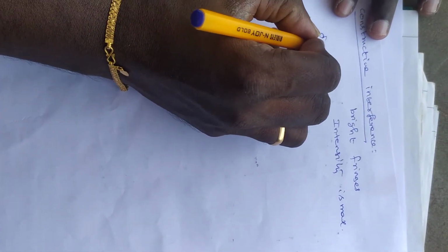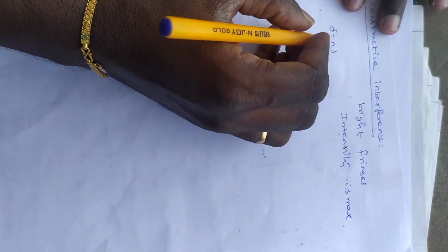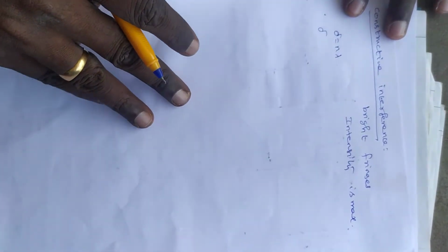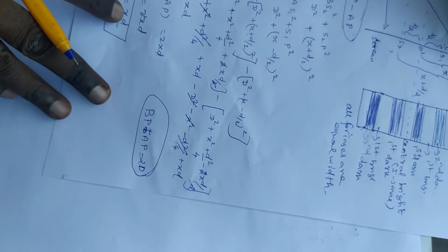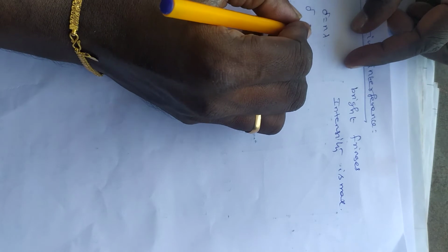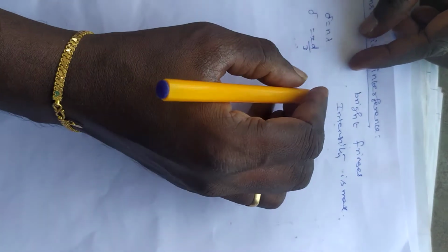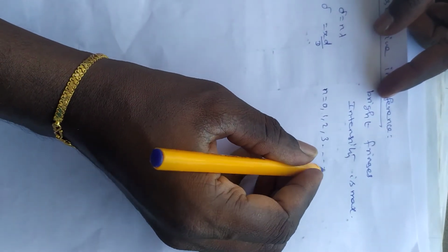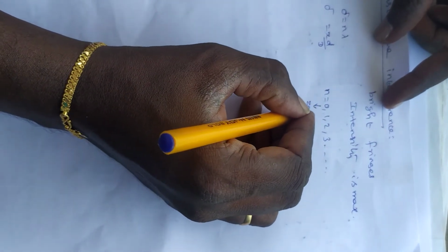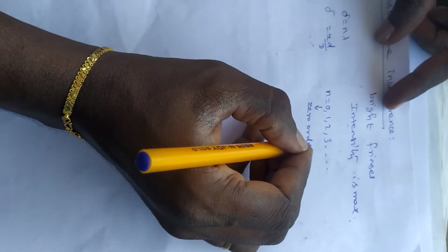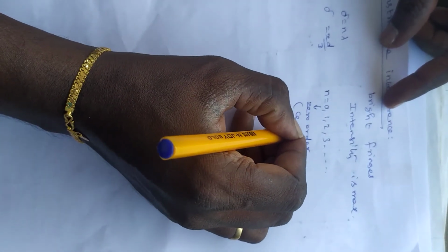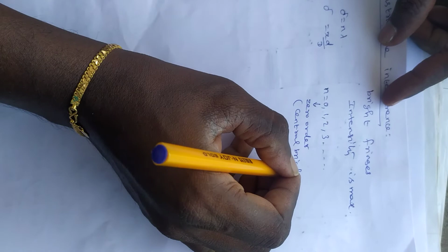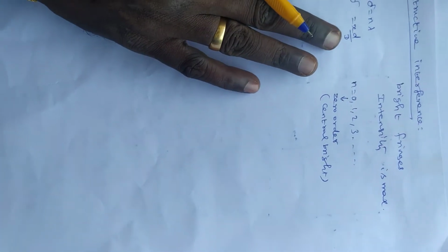So del is equal to n lambda. Condition: del is equal to n lambda. We have obtained the formula del is equal to x small d divided by capital D, where n is equal to 0, 1, 2, 3. n represents the order. 0 represents the 0 order. In 0 order, what happens? The central bright fringe is obtained. n is equal to 1 means the first bright fringe, n is equal to 2 the second bright fringe.